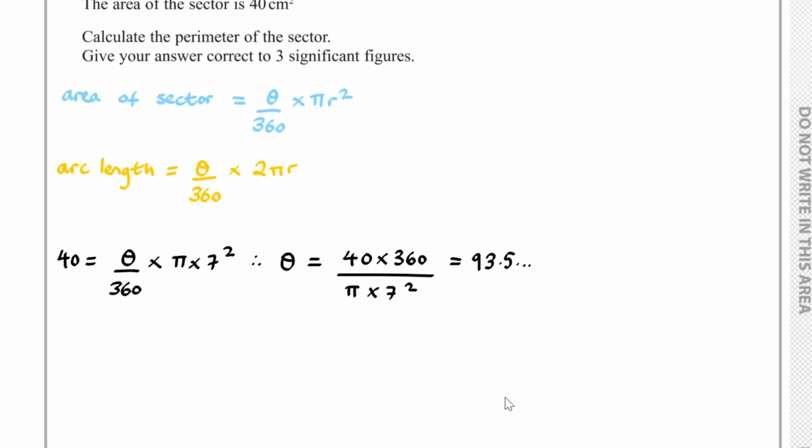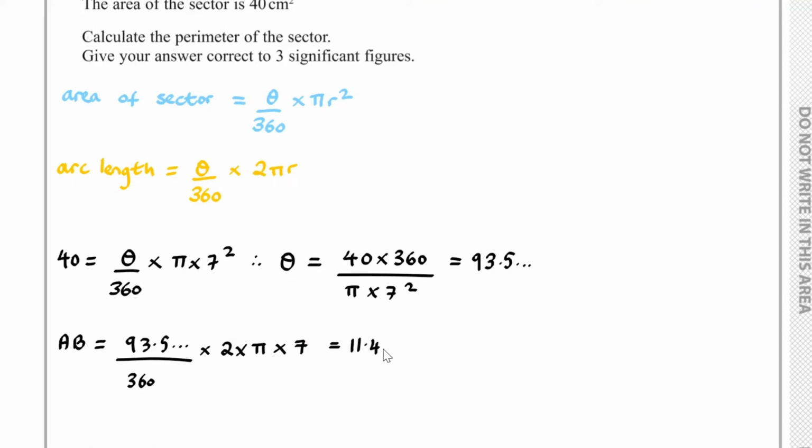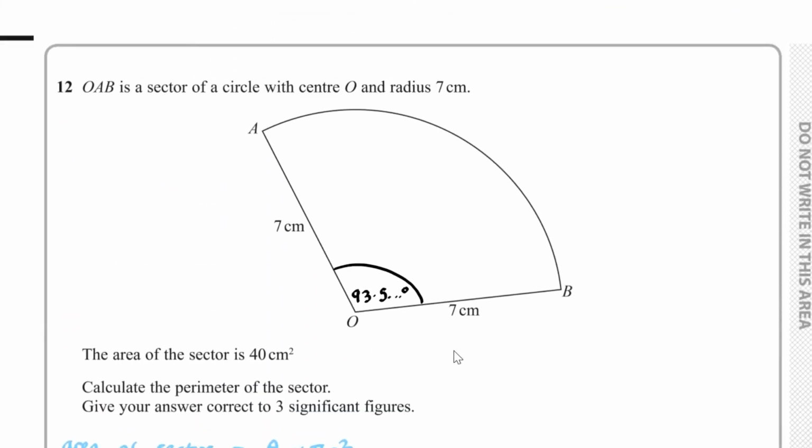So with that, we can now find out the arc length. So the arc length AB is equal to theta, which is 93.5, etc., over 360, multiplied by 2 pi r. So we multiply by 2 times pi times 7. So we divide this by 360, and then we multiply this by 14 pi. We end up with 11.42, etc. So here, AB is 11.42, etc.